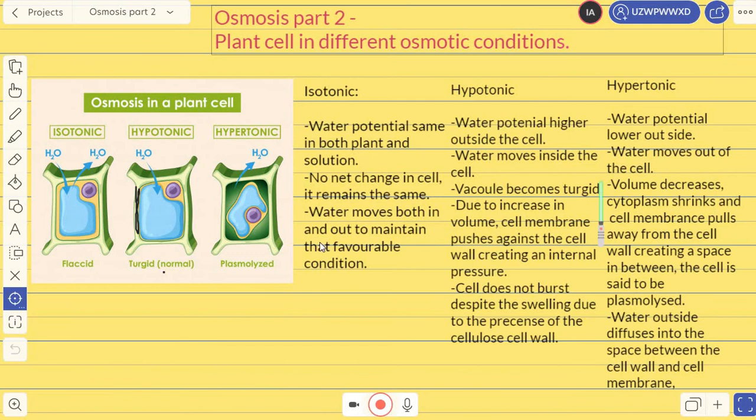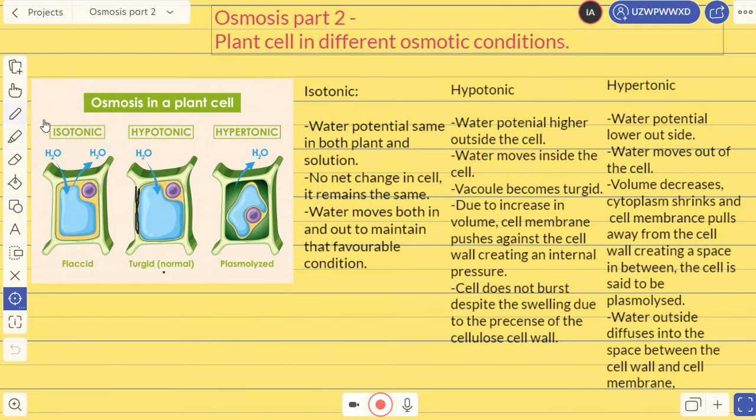So when water moves out of the cell, just like here, it is moving out. It's very logical to think that the volume within the cell will decrease. So the cytoplasm and vacuole are losing water because most of the water can be found in the cytoplasm and vacuole. So they shrink. They become smaller. Cytoplasm shrinks, and also the vacuole shrinks. And when they all get smaller, the cell membrane pulls away from the cell wall.